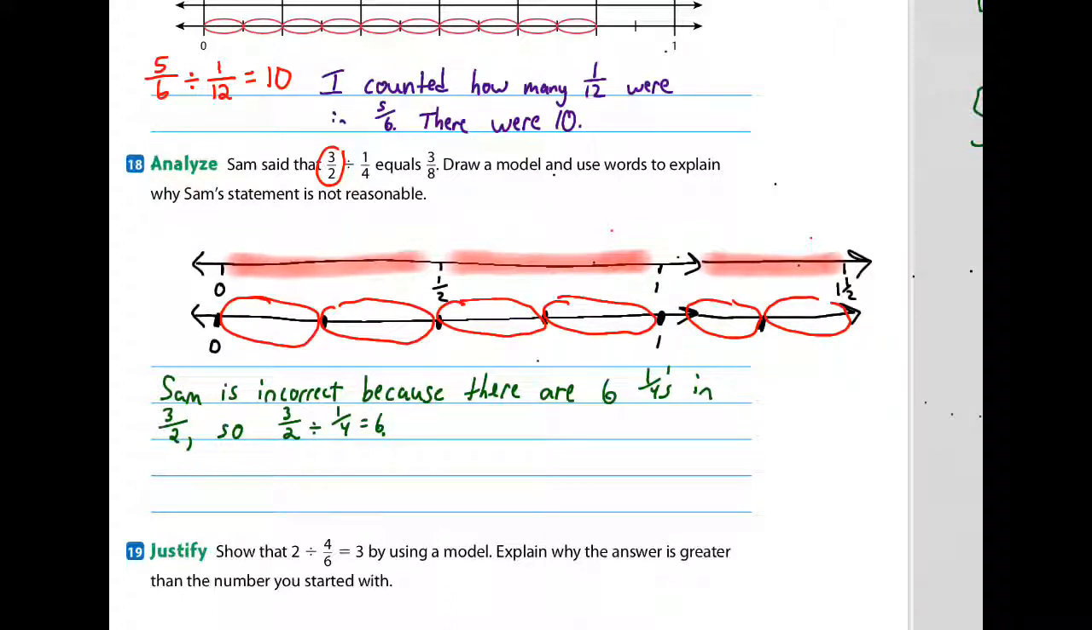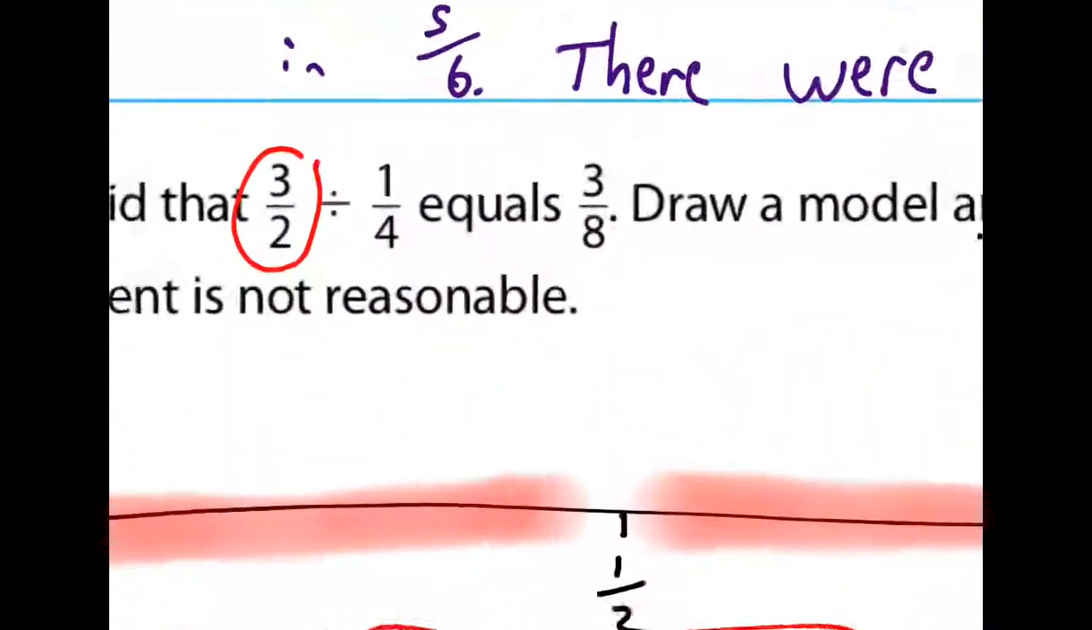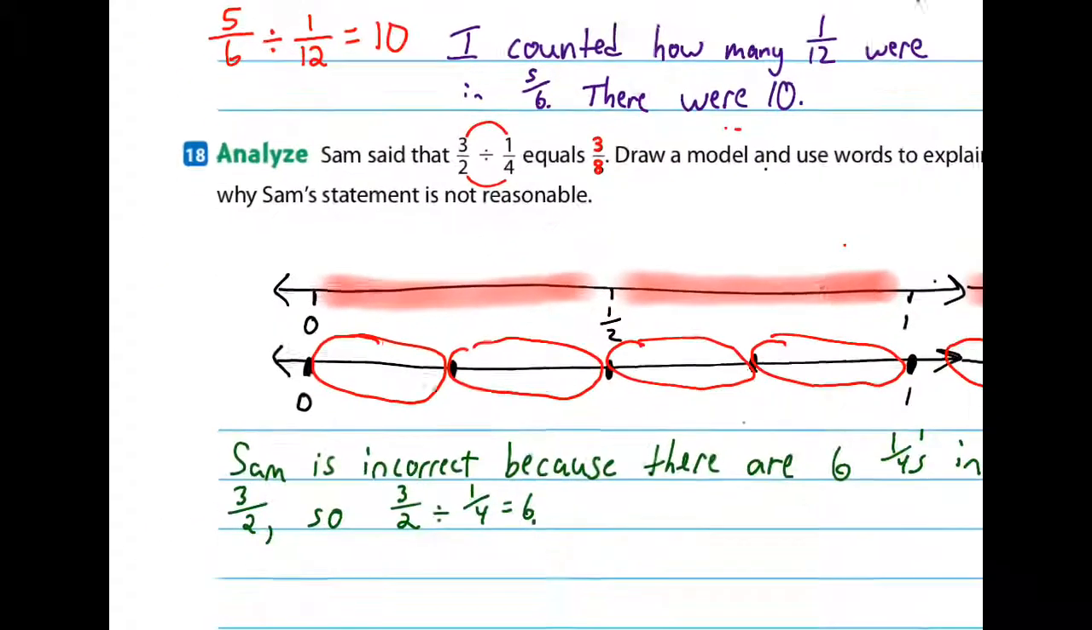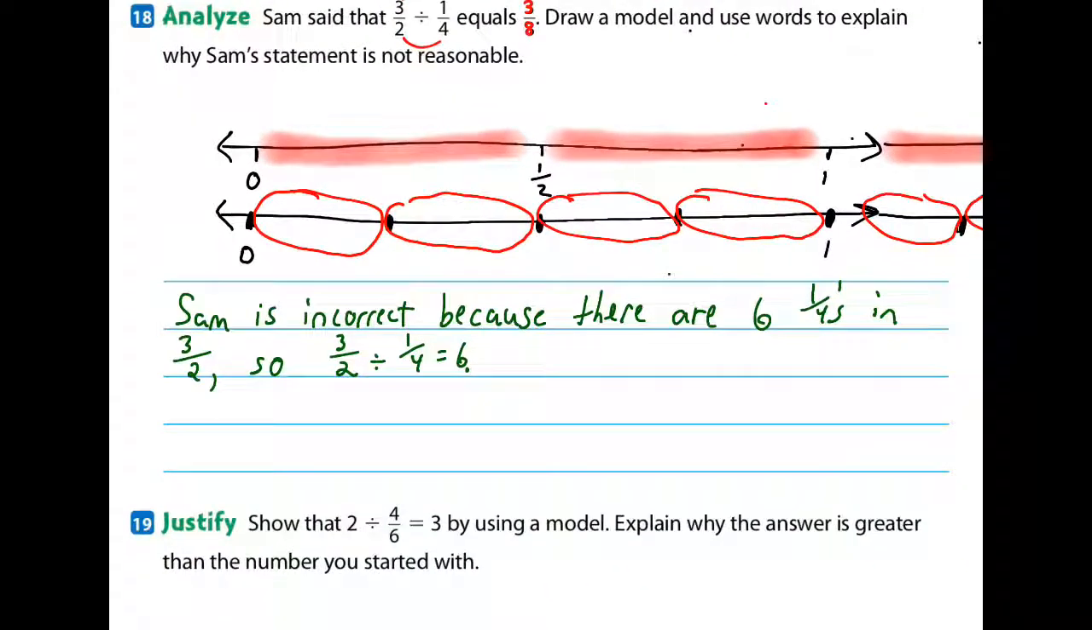Okay, now remember, Sam said it was 3/8. So what I'm going to try to do is explain what maybe Sam was thinking. When I look up at the problem here, here's what I think Sam did. I think Sam multiplied instead of divided, because I think he did 3 times 1 and got 3, and he did 2 times 4 and got 8. So I think Sam multiplied instead of divided. So I'm just going to add that to my explanation.